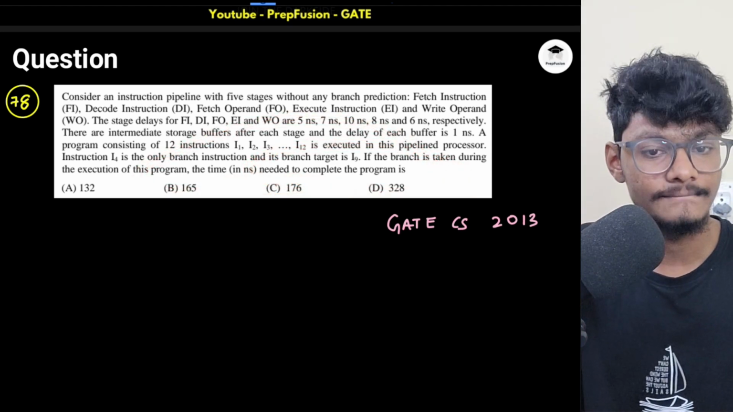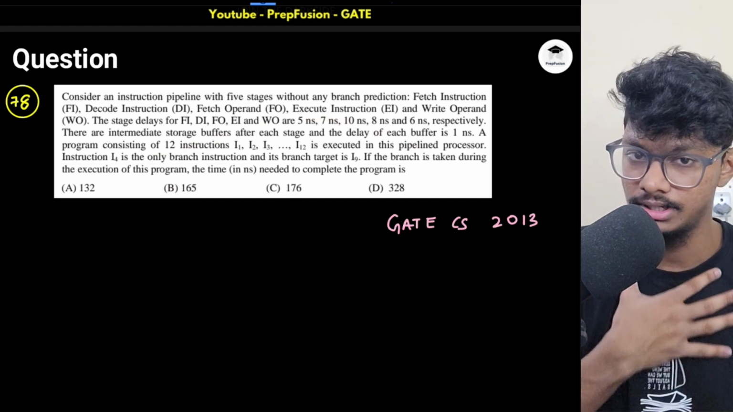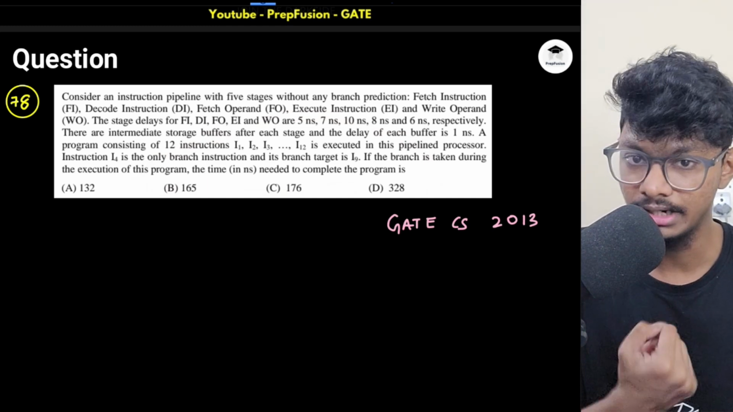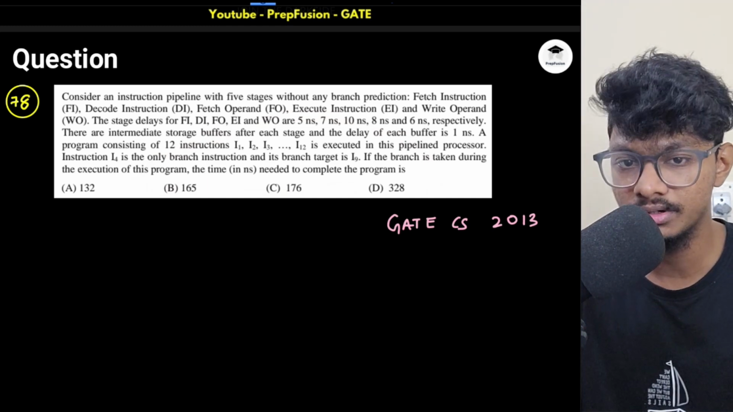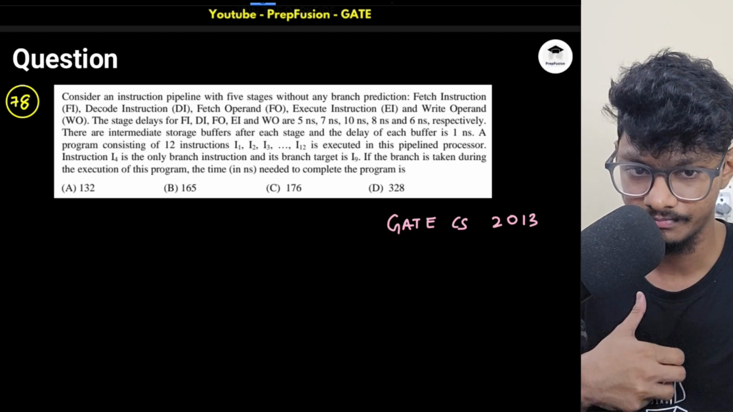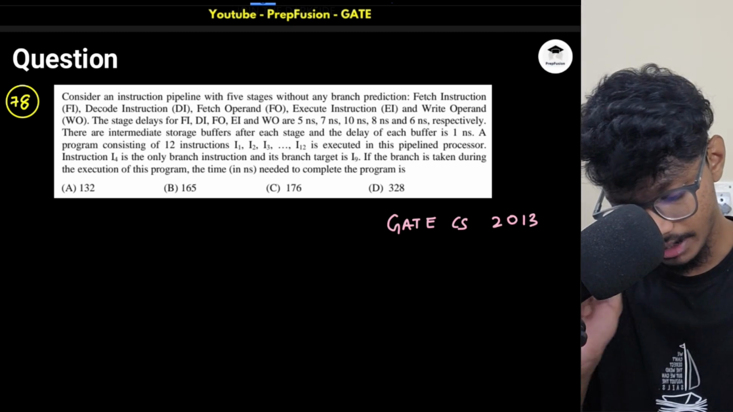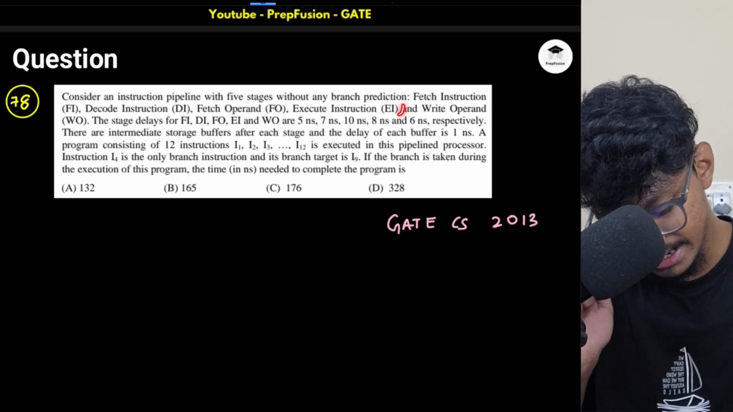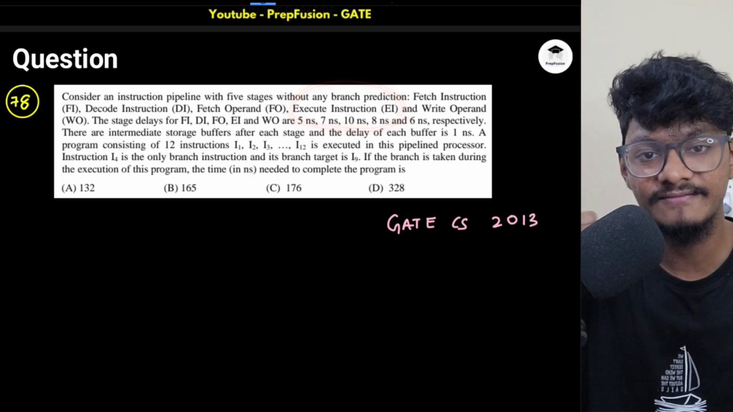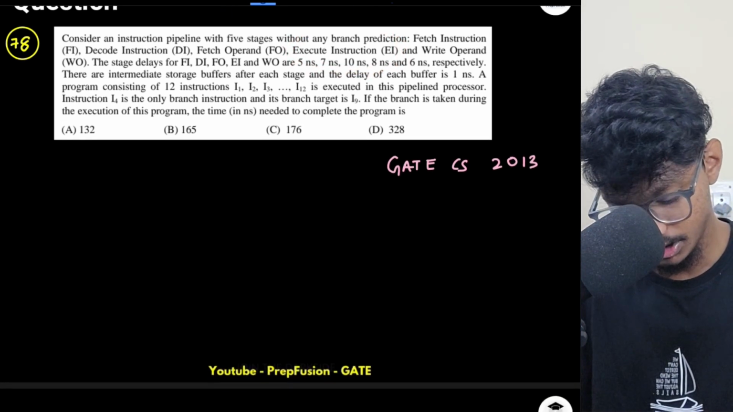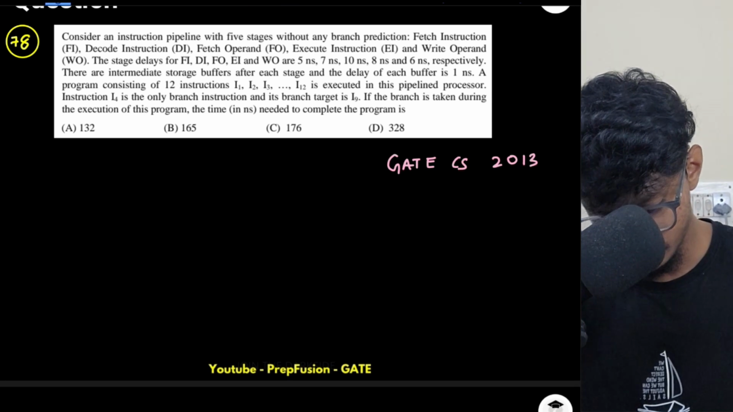Now here they have not told me at what stage I am evaluating the condition of the branch. So what are they telling if the branch is taken? I will assume obviously at the execute instruction I am evaluating the condition. So I write down the data points.